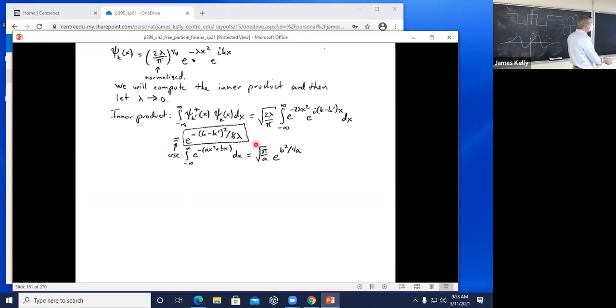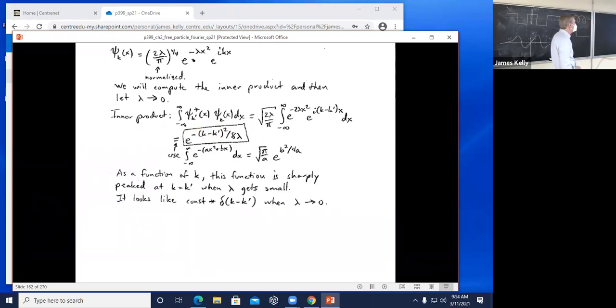Now, clearly, this has problems as lambda is going to 0, but actually, I guess it doesn't. No, all of this is in the exponent there. It looks a little bit funky, but the whole thing is in the exponent of the e. So as a function of k, I'm thinking of this as a function of k now. It's sharply peaked at the value k equals k prime when lambda gets small, right? When lambda gets small, the coefficient in front of k minus k prime squared gets large, and that means it goes to 0 really quickly. So it's sharply peaked around there.